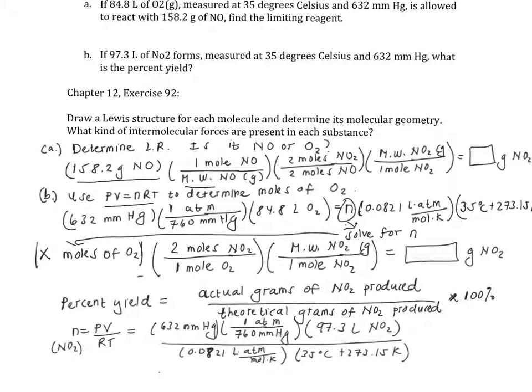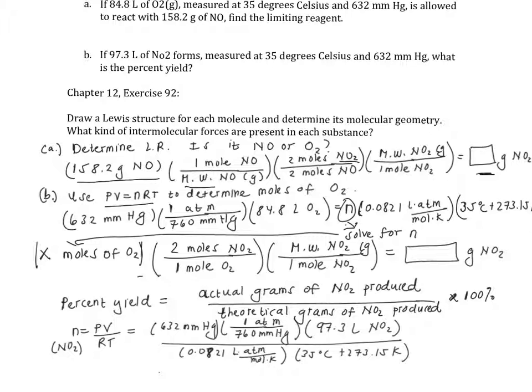MW stands for molecular weight, which you can get from the periodic table. Nitrogen has a molecular weight of 14 grams per mole. Oxygen has 16 grams per mole, so NO has approximately 30 grams per mole. You know from the balanced chemical reaction given in the problem, it's a 2-to-2 mole ratio. Once we get our moles of nitrogen dioxide, we can multiply by the molecular weight and get the grams of nitrogen dioxide. Okay, so we're going to save that.